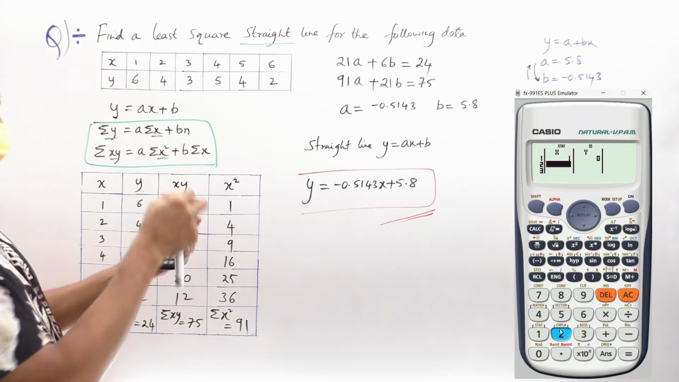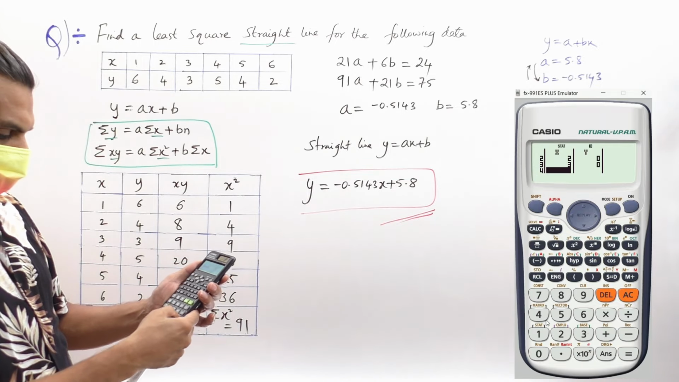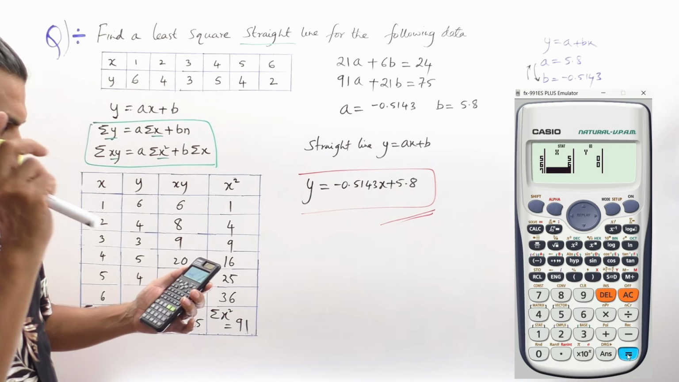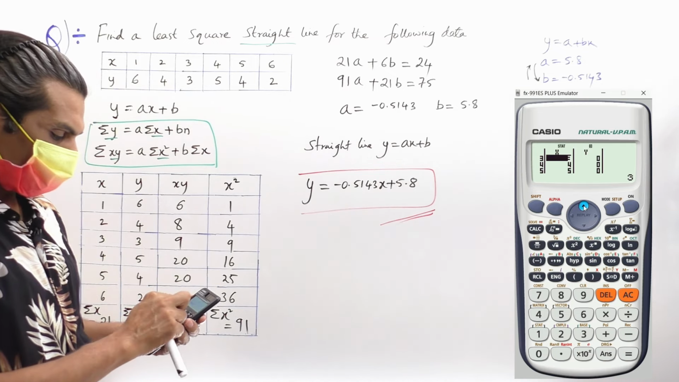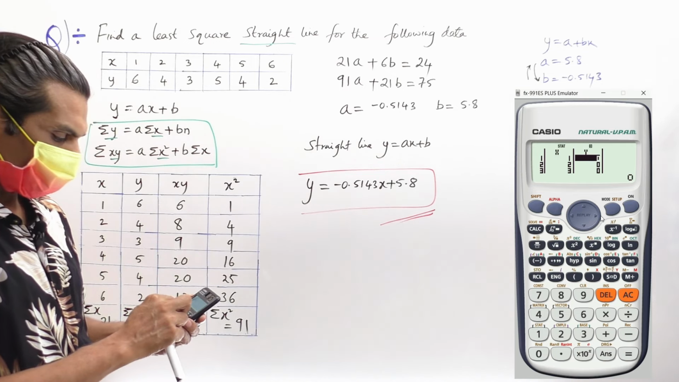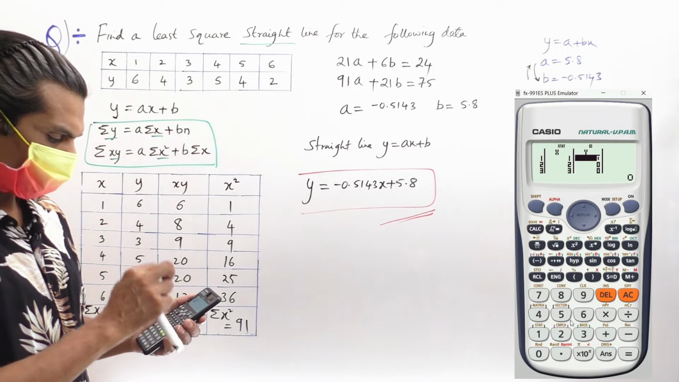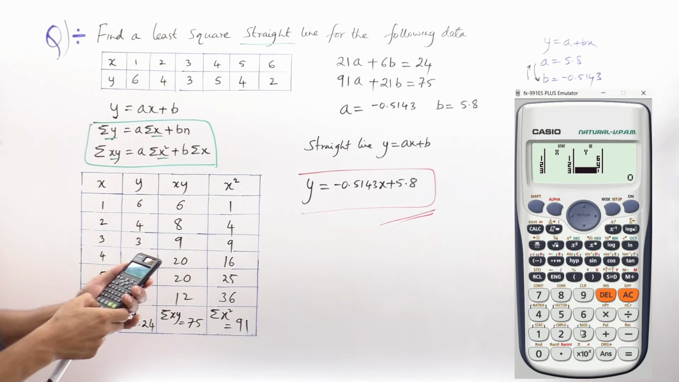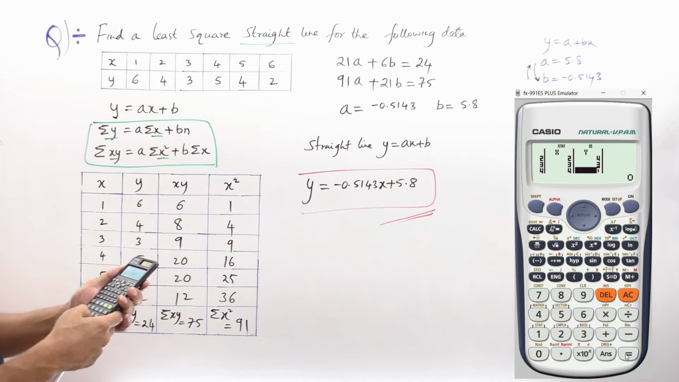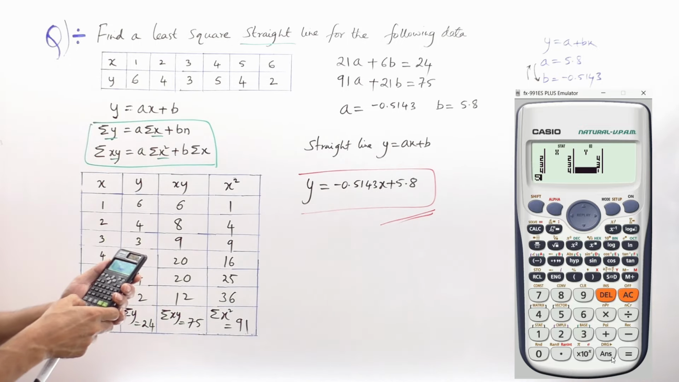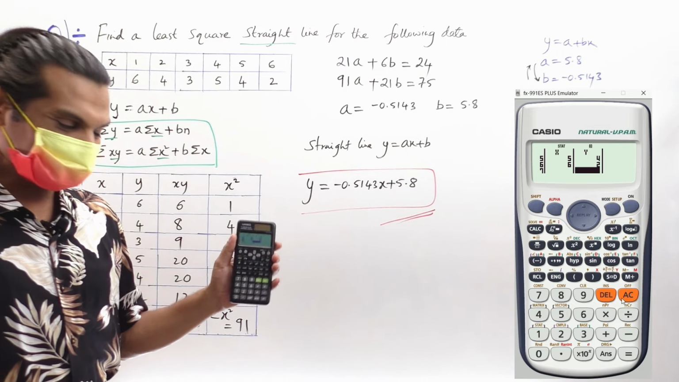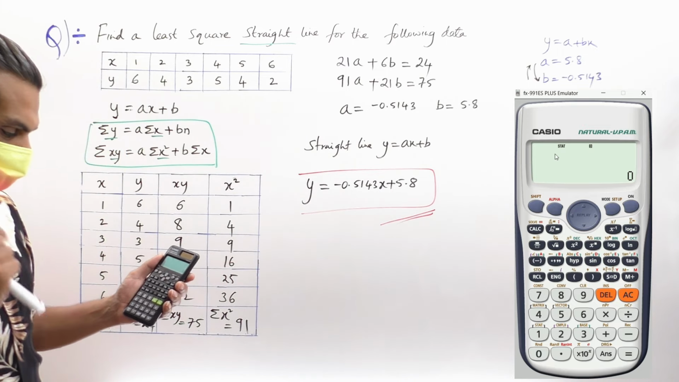Put all the values of x: 1 equals, 2 equals, 3 equals, 4 equals, 5 equals, 6 equals. Now the corresponding values from the table for x equals 1 2 3 4 5 6 are y: 6 equals, 4 equals, 3 equals, 5 equals, 4 equals, 2 equals. Done. Now press AC.